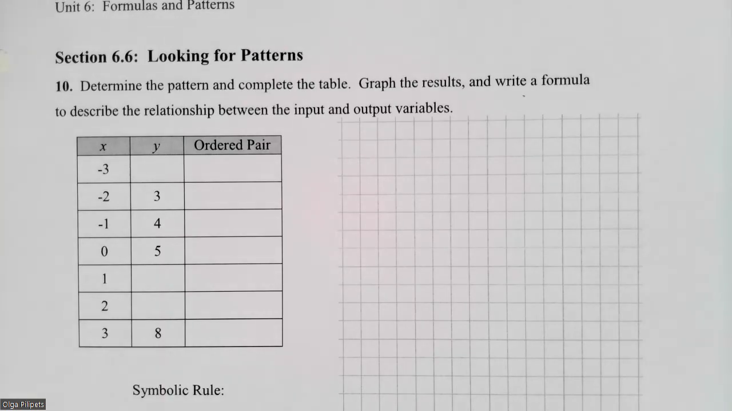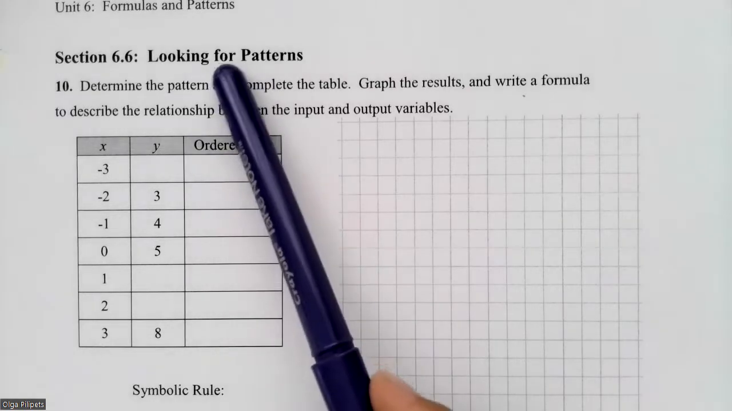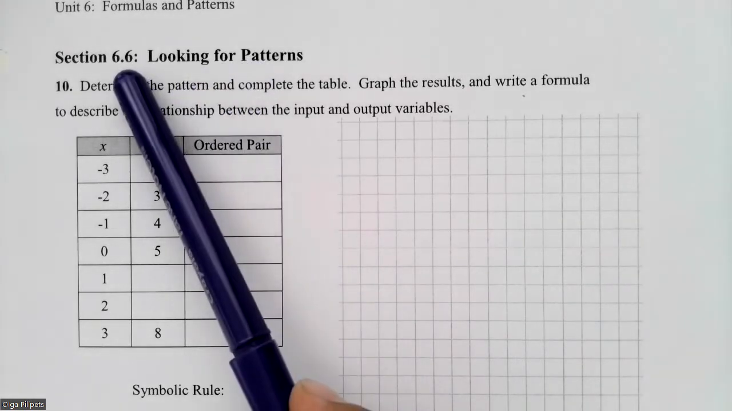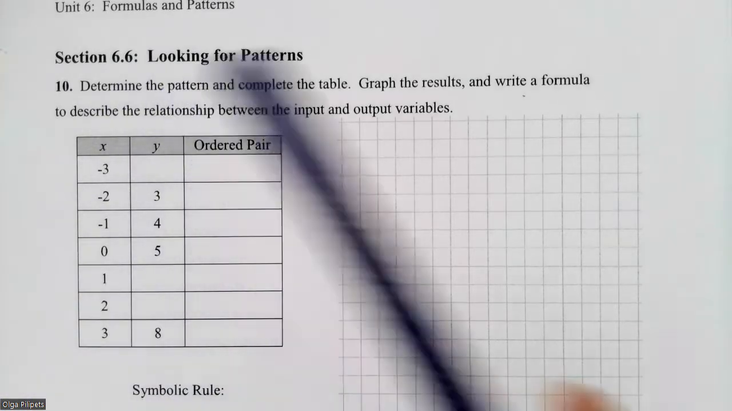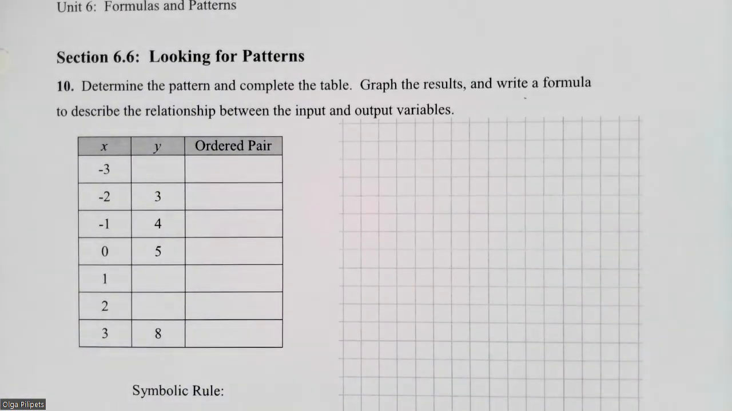In this video, we're going to discuss looking for patterns, and that's section 6.6. Number 10 says determine the pattern and complete the table. Graph the results and write a formula to describe the relationship between the input and output variables. Okay, so what's the pattern?